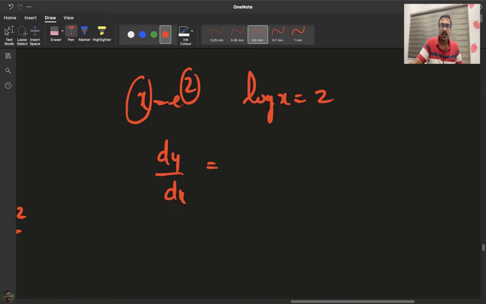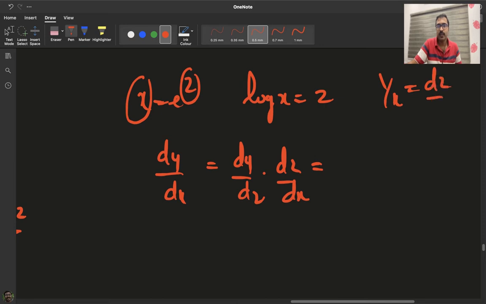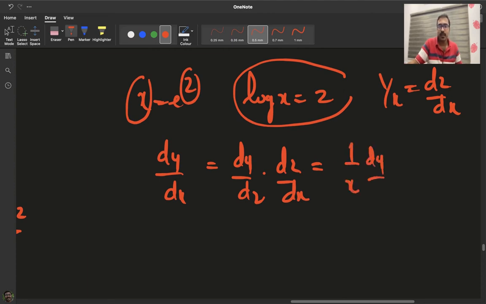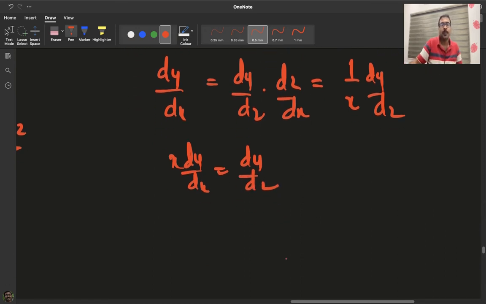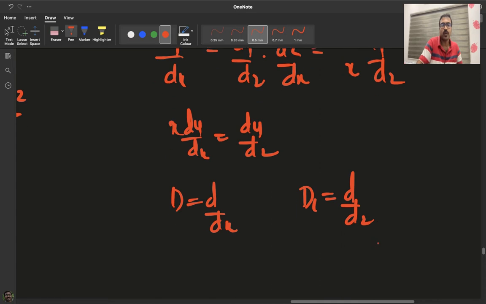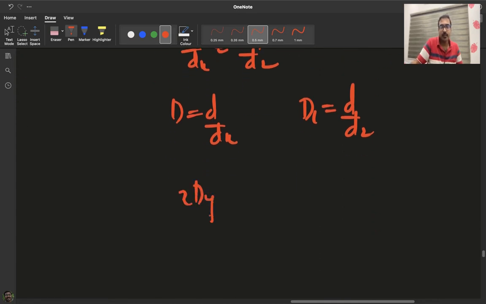For that, what will you do? By chain rule, dy by dx is dy by dz into dz by dx. What is dz by dx? Since log x is z, if you take the derivative with respect to x on both sides, it will be simply 1 by x is equal to dz by dx. So we get 1 by x into dy by dz, or as I told you, x dy by dx is simply dy by dz. If I call D as d by dx and D1 as d by dz, I can write in shorthand notation x dy by dx is simply, what is it?